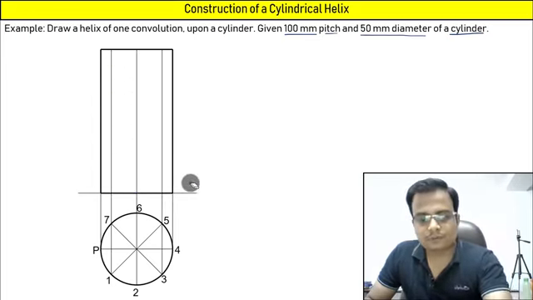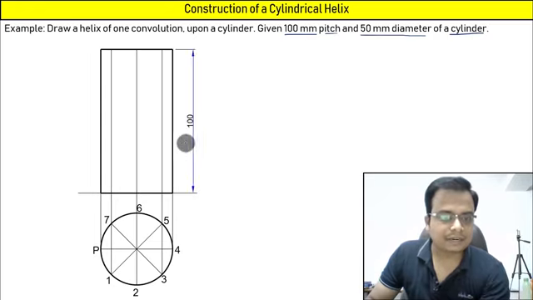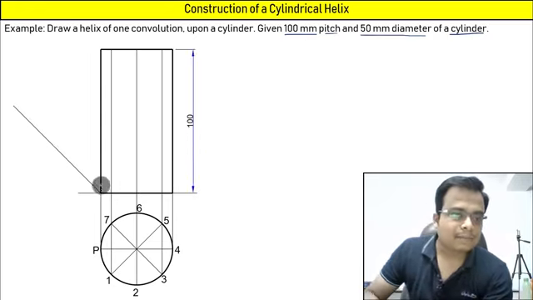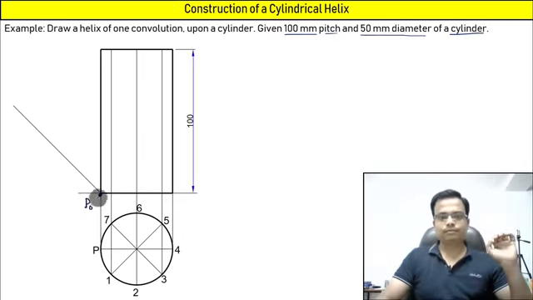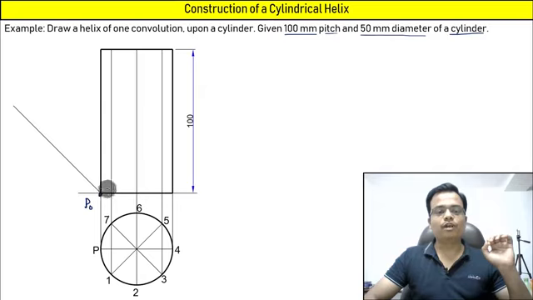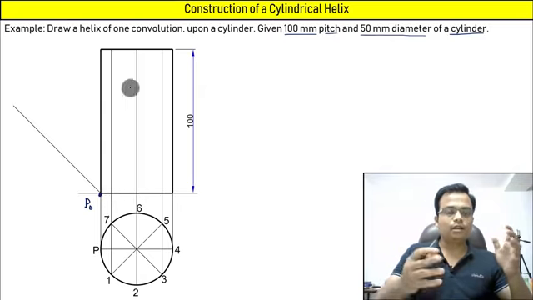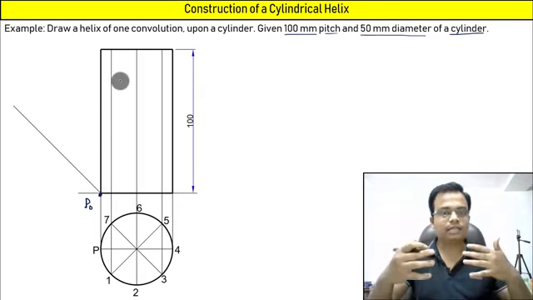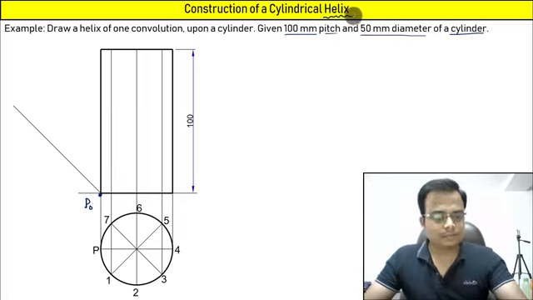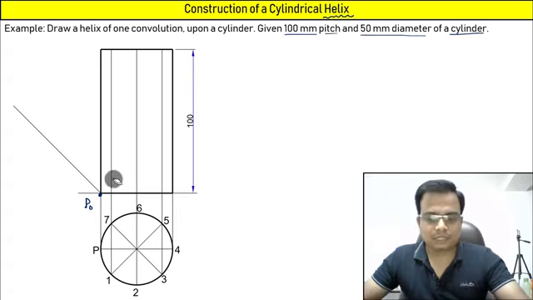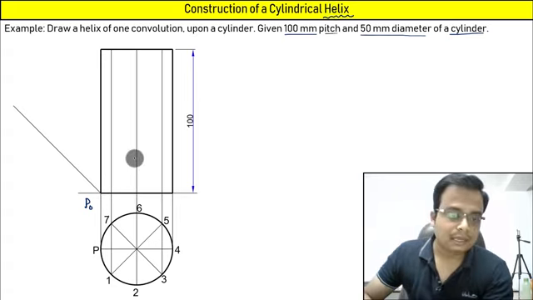Now what to do? Let me mark the first point. And this is, by the way, 100. Let us say that this point is marked as point P0. And this is the point which is going to move around the cylinder, forming a curve on a path that will be called a helix. But before that, some other construction work has to be done.